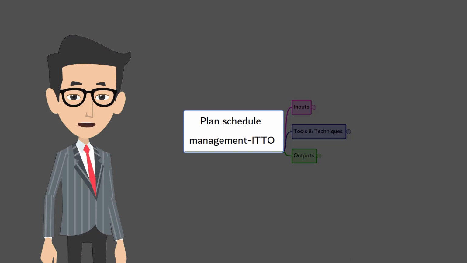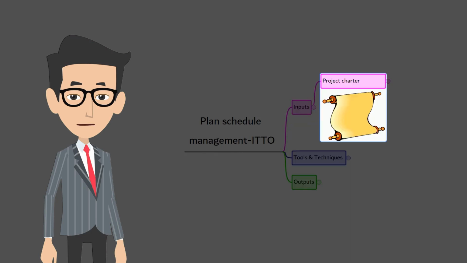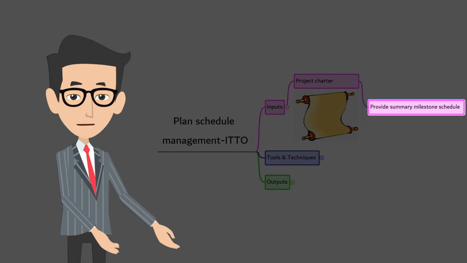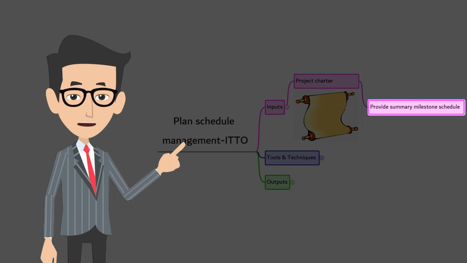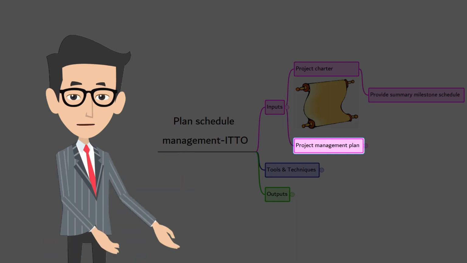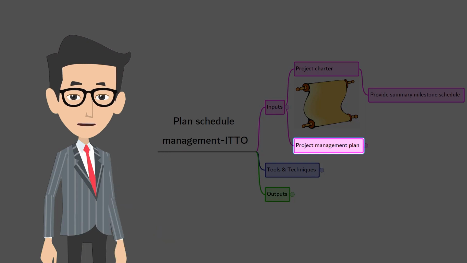All right, now it's time to look at the ITTOs. Let's start with the inputs. First, project charter. The project charter defines the summary milestone schedule that will influence the management of the project schedule. The next one is project management plan. When it's project management plan, obviously it's the components of the project management plan.